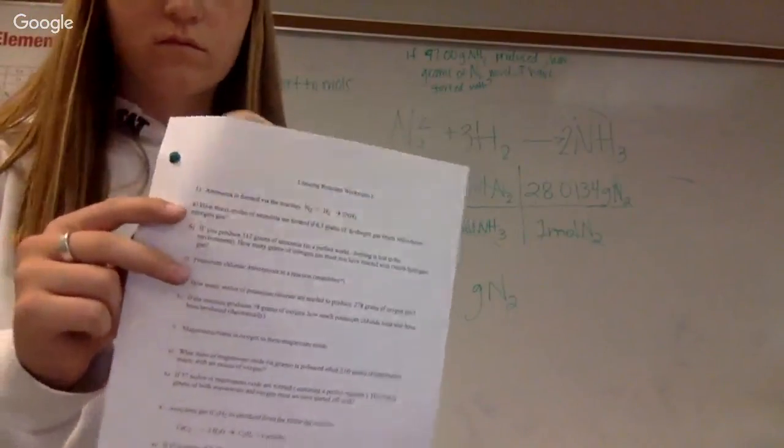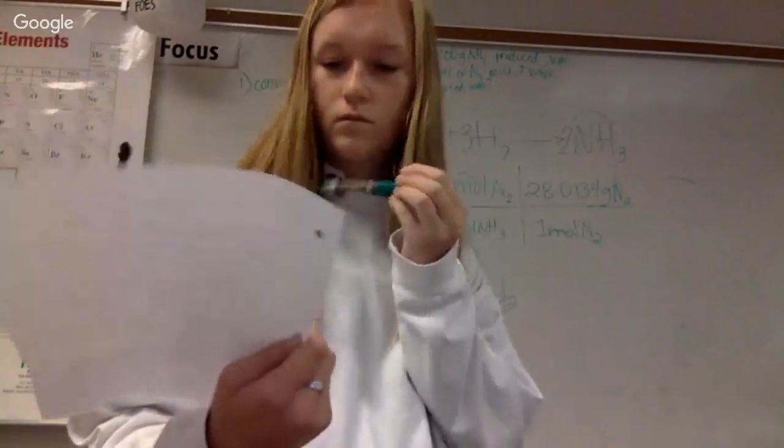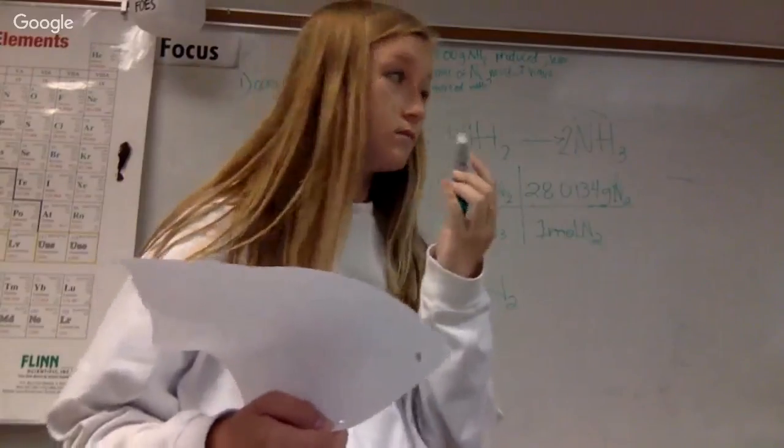If you produce 312 grams of ammonia in a perfect world, nothing is lost in the environment, how many grams of nitrogen gas must you have reacted with excess hydrogen? So aren't we just going, in this case, from grams of ammonia to grams of nitrogen? Now, look at A and B on number 2. And here's the problem that you're going to face moving forward. See how it says potassium chlorate decomposes in a reaction, and I don't give you the actual reaction?